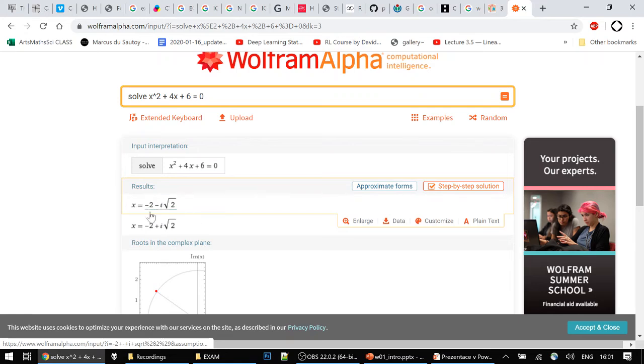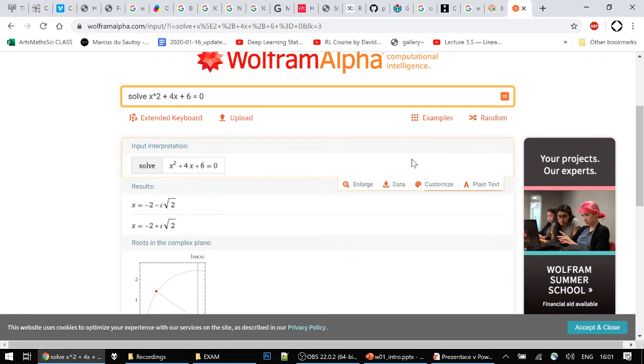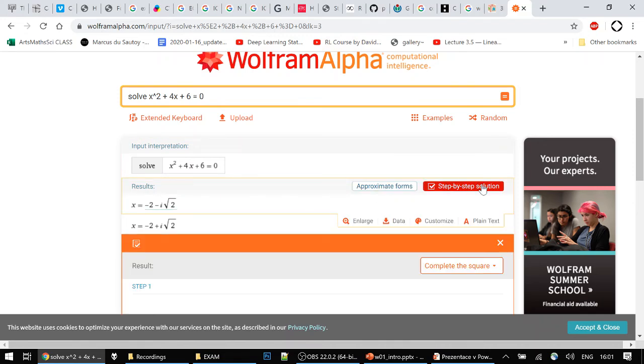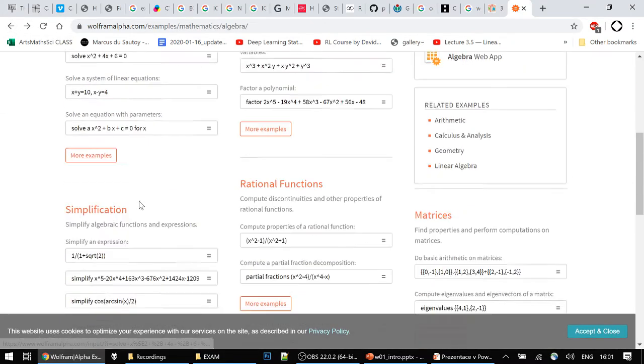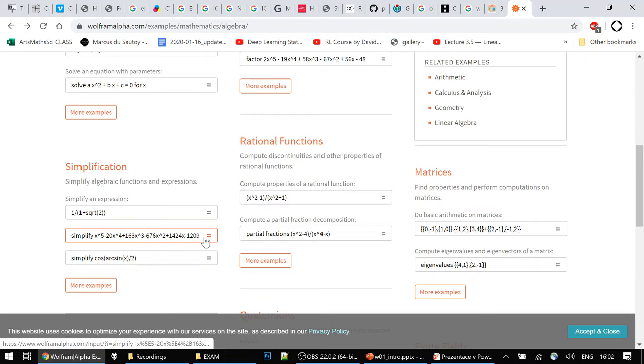Behind this there is some formula that we have used, and maybe we can even look at the step-by-step solution. With this super simple example there is probably just one step, but with some more complicated formulas there are more steps, and you can look at every one of them separately, and it will help you.